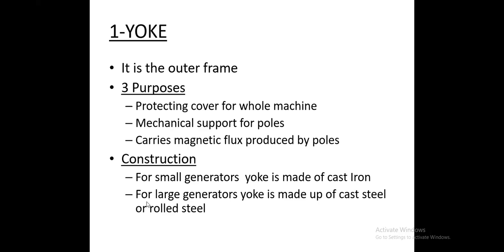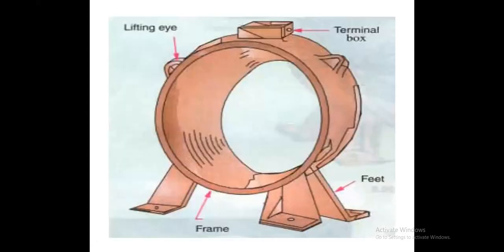Now, coming towards the construction side, that is another aspect for large generators. The yoke is made up of cast steel and rolled steel. So, it's the material by which the yoke is made. For a small generator, the core material is cast iron. And for a large generator, the yoke is made of cast steel or rolled steel.